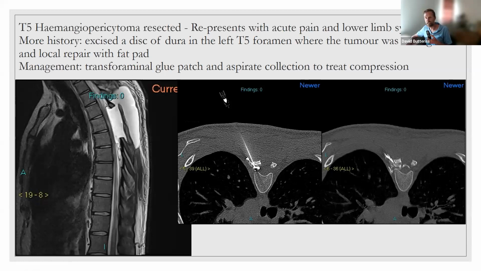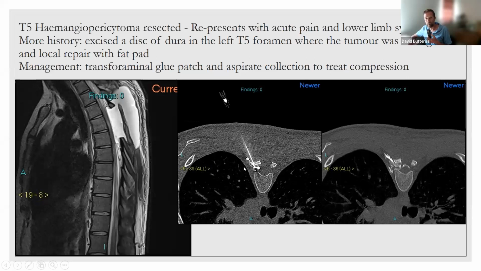Finally, these are all the same sort of cases. A hemangiopericytoma was taken out, and the patient represented with cord compression, which turned out to be secondary to a large subcutaneous and epidural CSF collection. Have a chat with the surgeon who says, I did take a bit of dura out from within the foramen, which is where the tumor was arising, and I thought I'd repaired it, but obviously my repair wasn't complete.